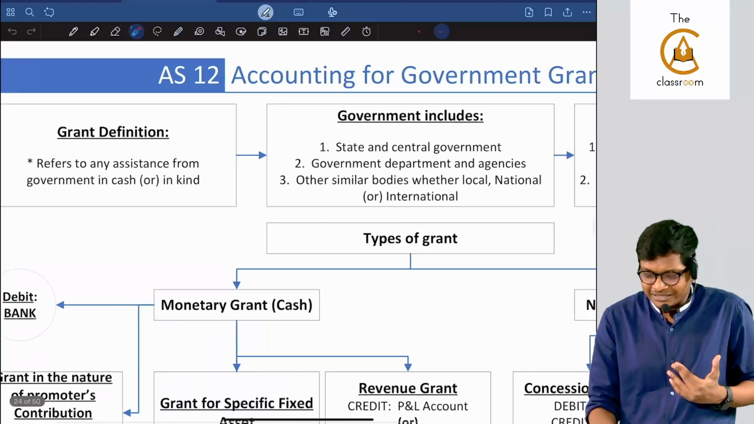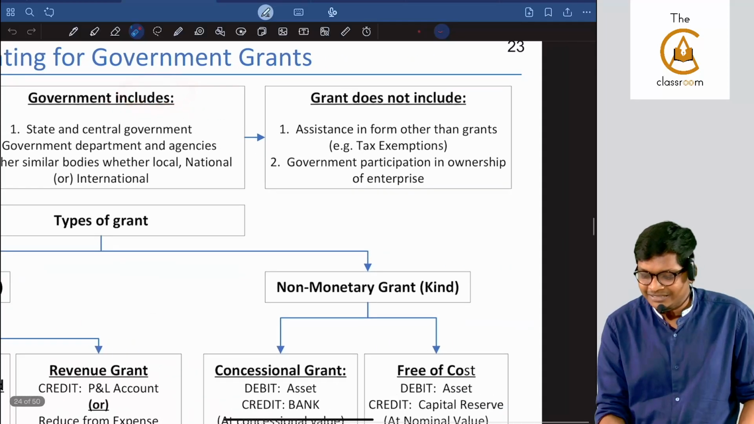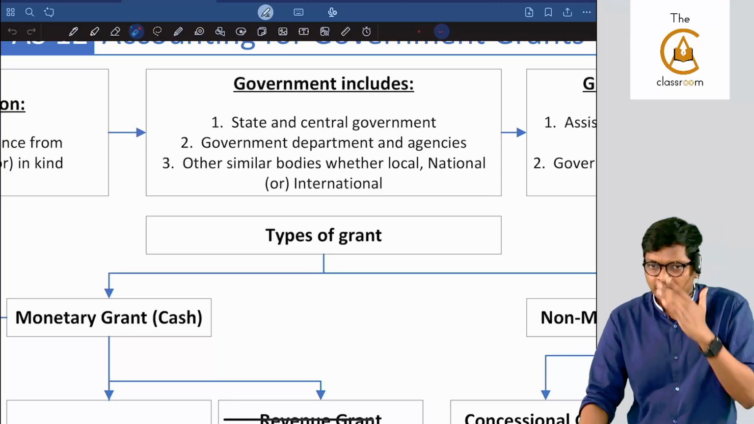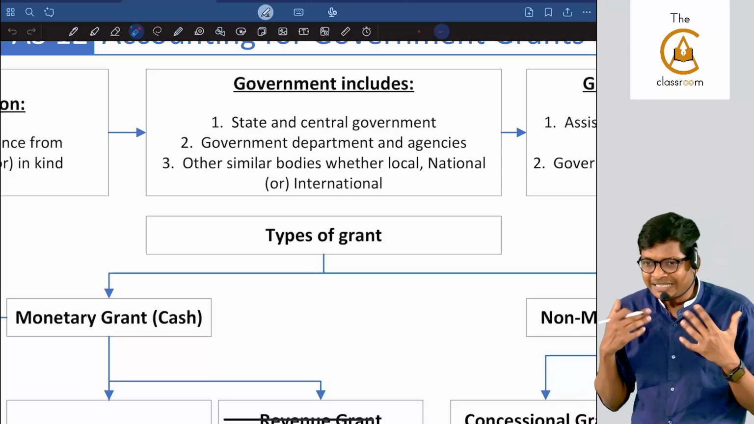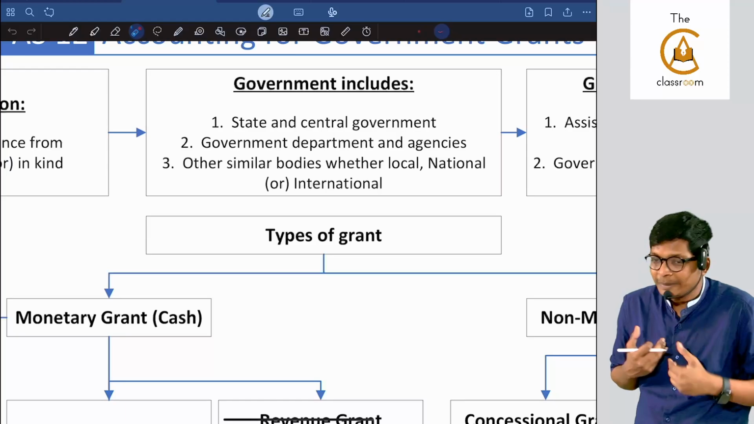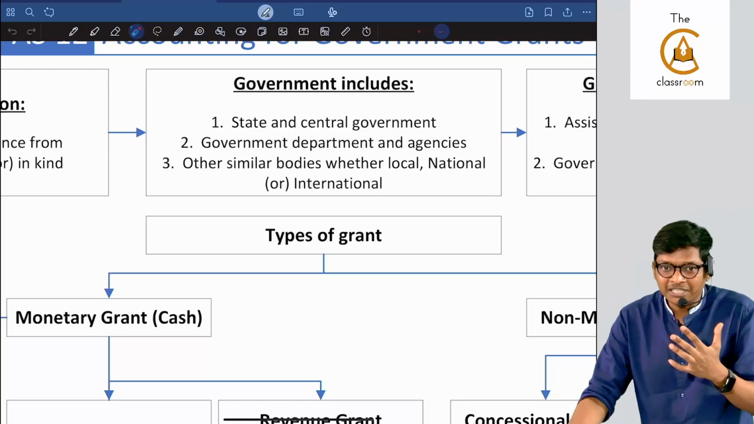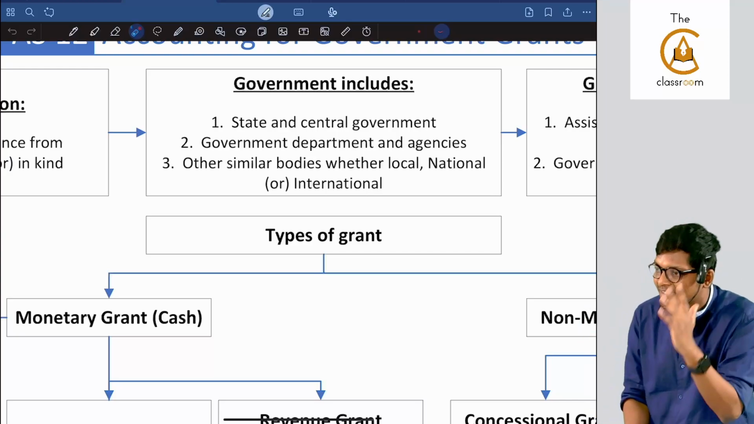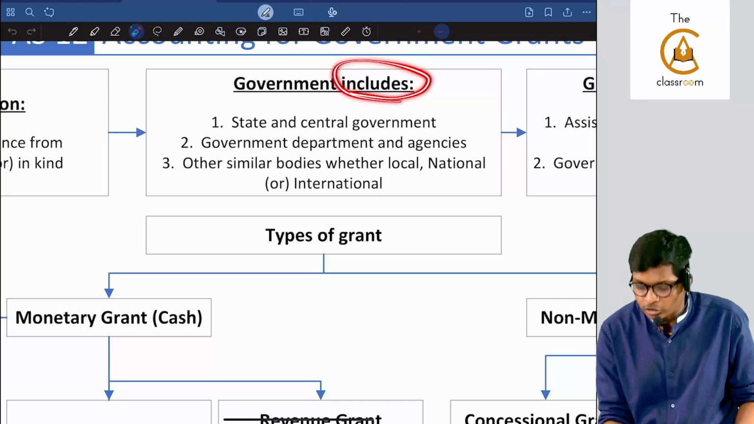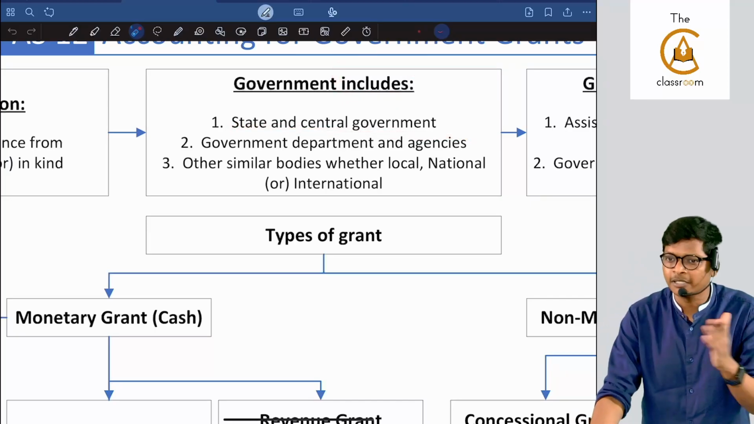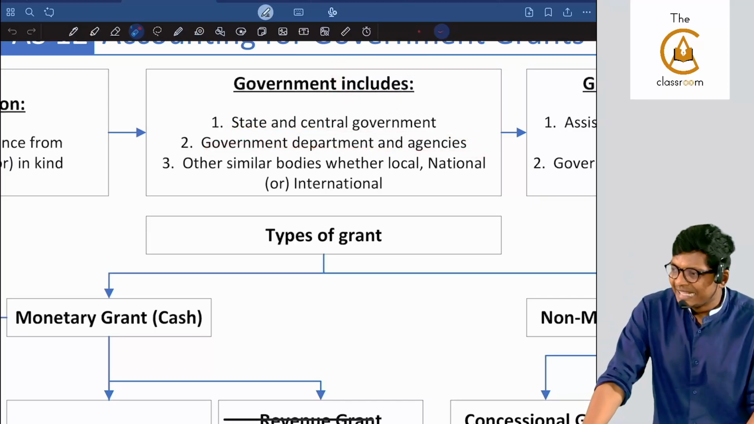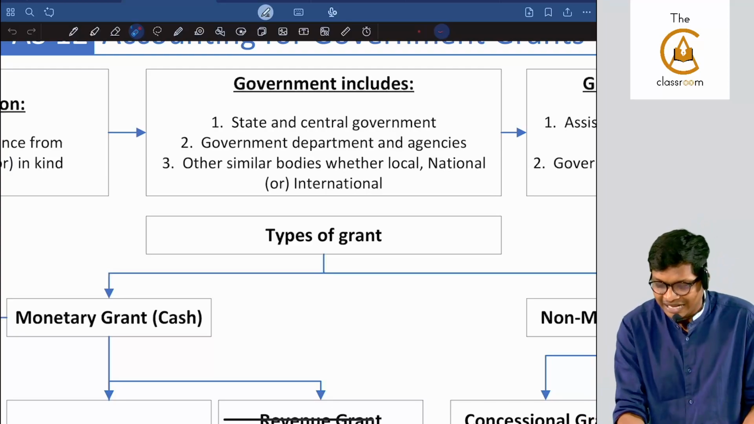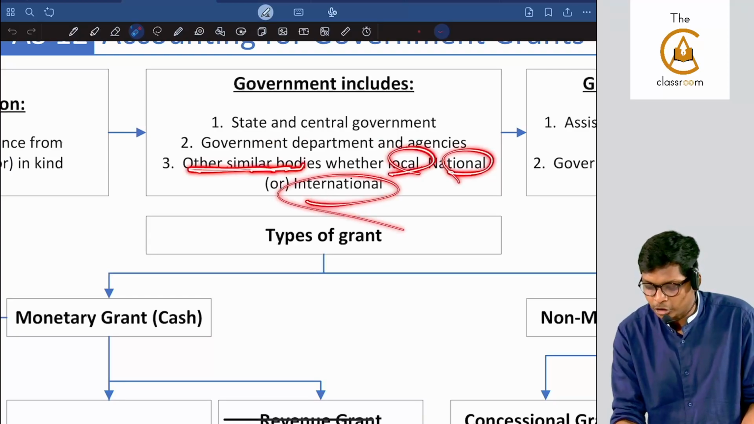That's it. Now they are saying this definition includes a few things and does not include a few things. Inclusion is what? In simple terms, this grant can come from any government in the world. Even if the US government gives me, it's a government grant. Or if international bodies like IMF, World Bank, UNICEF, WHO give, I'll call it a grant only. So government includes central and state government, then government departments and agencies, all the government departments that we have, your Ministry of Education, Ministry of Finance, all of that. This is the main one. Other similar bodies, local, national or international.